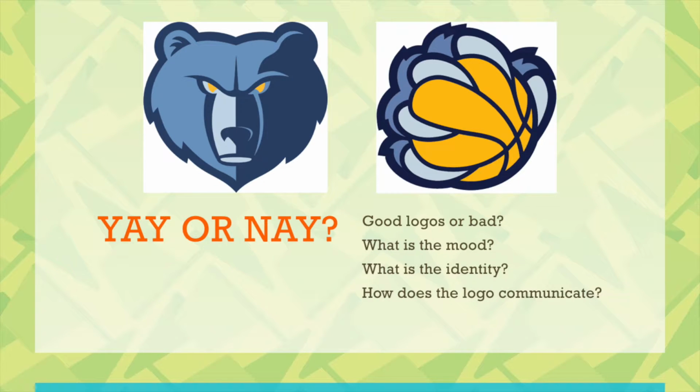Consider the Grizzlies logo. Is it good or bad? What's the mood? Does that grizzly bear look intimidating? What about the paw holding the basketball? Does that show some kind of action? Again, these are all things to consider.